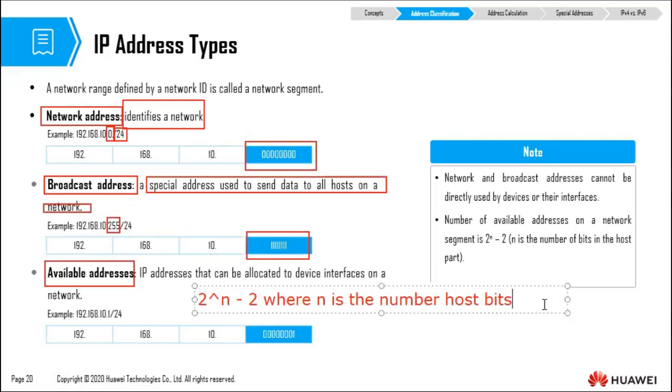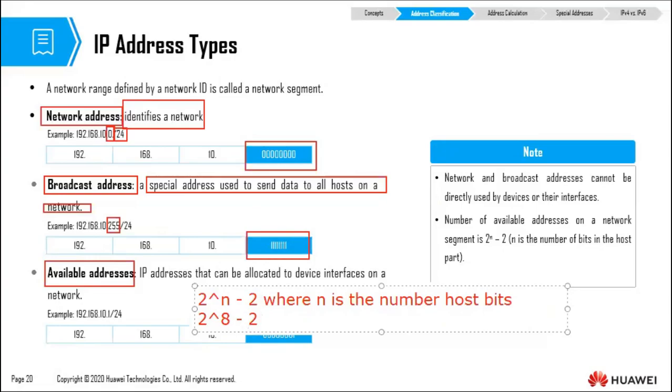So if you get an IP address and it is a /24, then what will be our n? What will be the number of host bits? See, 24 means those are the network bits, right? So how many bits do we remain with for the host? 32 minus 24, right? Which is 8. So we have to remove 2.